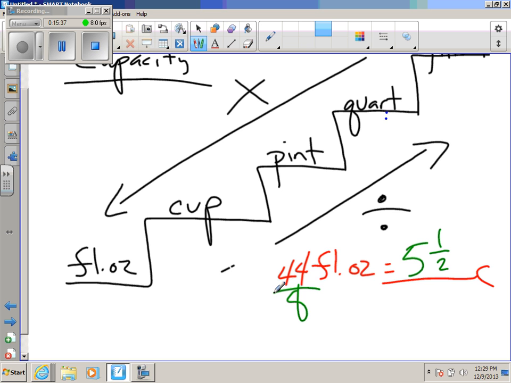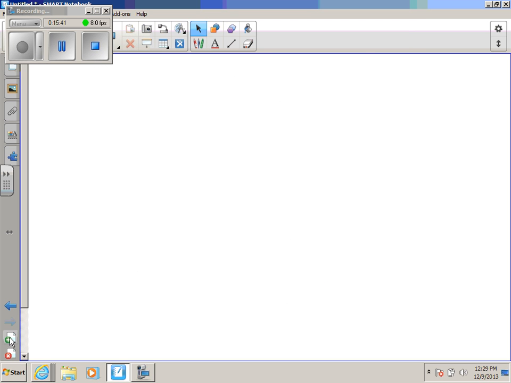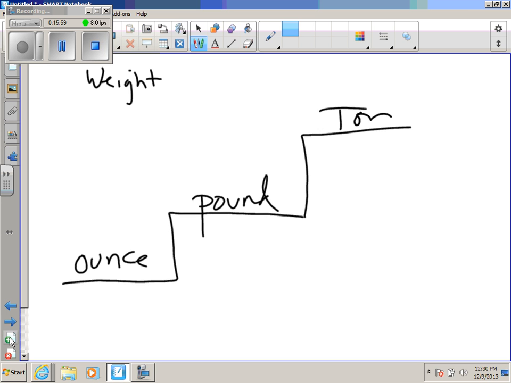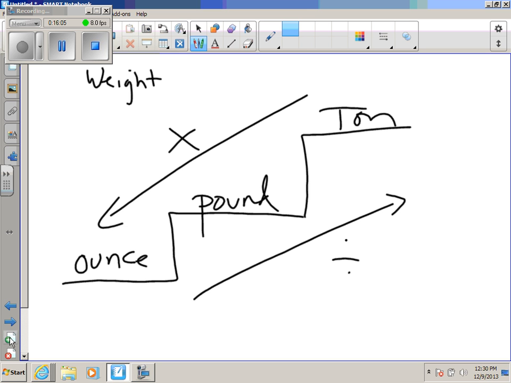Yes. Let's set up the last staircase, and then we'll just kind of take a bunch and see if we can. So weights. We've got ounce, different than a fluid ounce, pound, and ton. Only 3. Going up, divide. Going down, multiply.